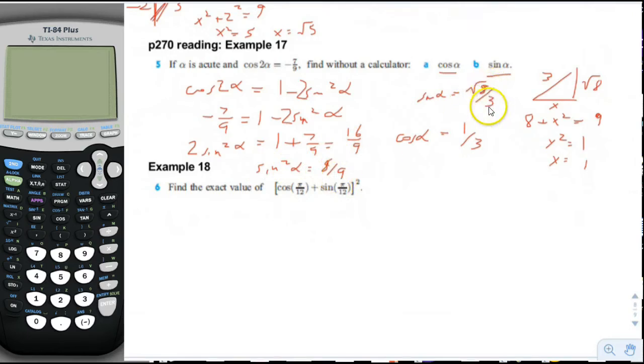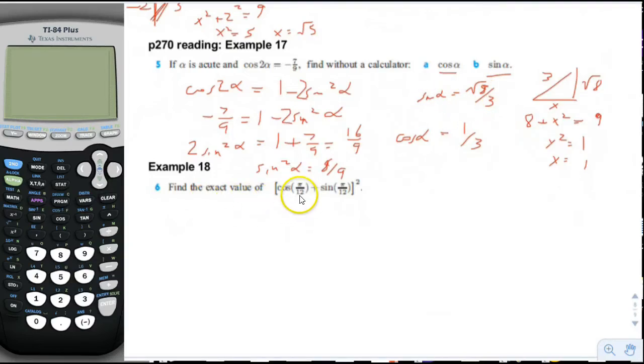If we draw a triangle with the sine of square root of 8/3, then we just don't know this side to find the cosine, but we can use Pythagorean's theorem. So x squared plus square root of 8 squared, which is 8, is equal to 3 squared, which is 9. So x squared equals 1, x equals 1, right? So the cosine of alpha is x, or 1 divided by 3. And yes, and the sine of alpha is square root of 8/3.